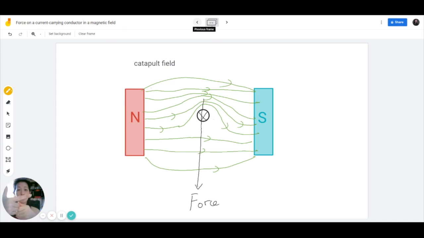Your middle finger represents the current. So in this case, current is flowing into the screen, so get it to point into the screen. You'll find that your thumb is pointing downwards, which is where the force will be acting. Correct, right?